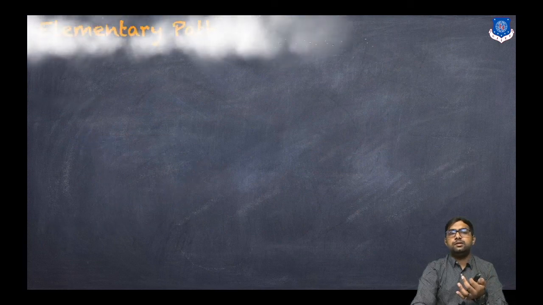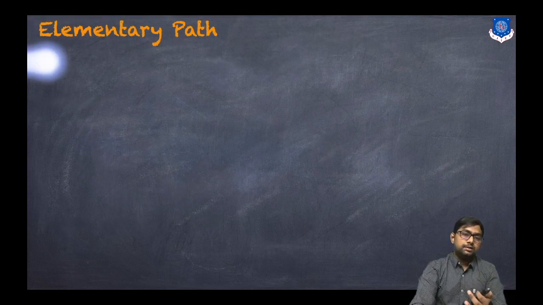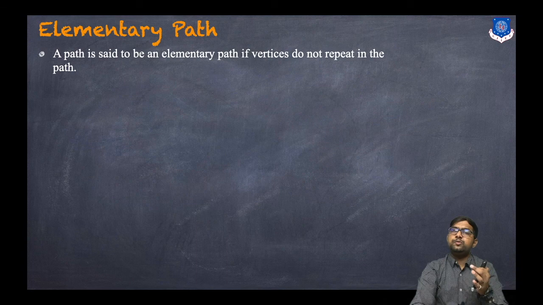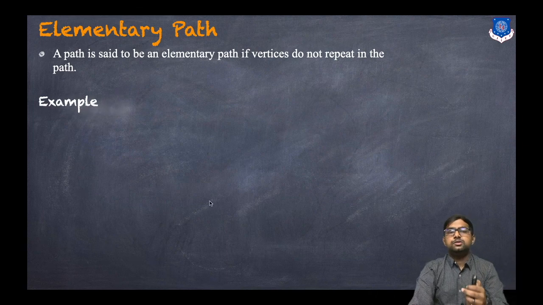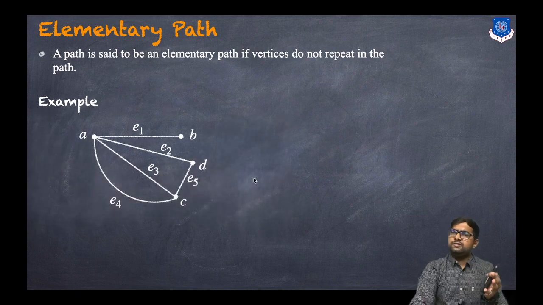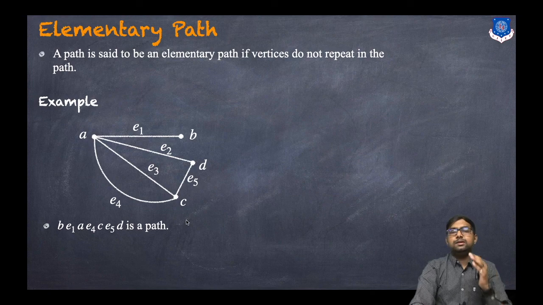Now what is an elementary path? A path is said to be an elementary path if vertices do not repeat. In a simple path it was for edges, and here an elementary path is one where vertices do not repeat. For example, the same graph. Let us discuss another path. It is the same path, and obviously we have not repeated any vertices, so the same path will work.